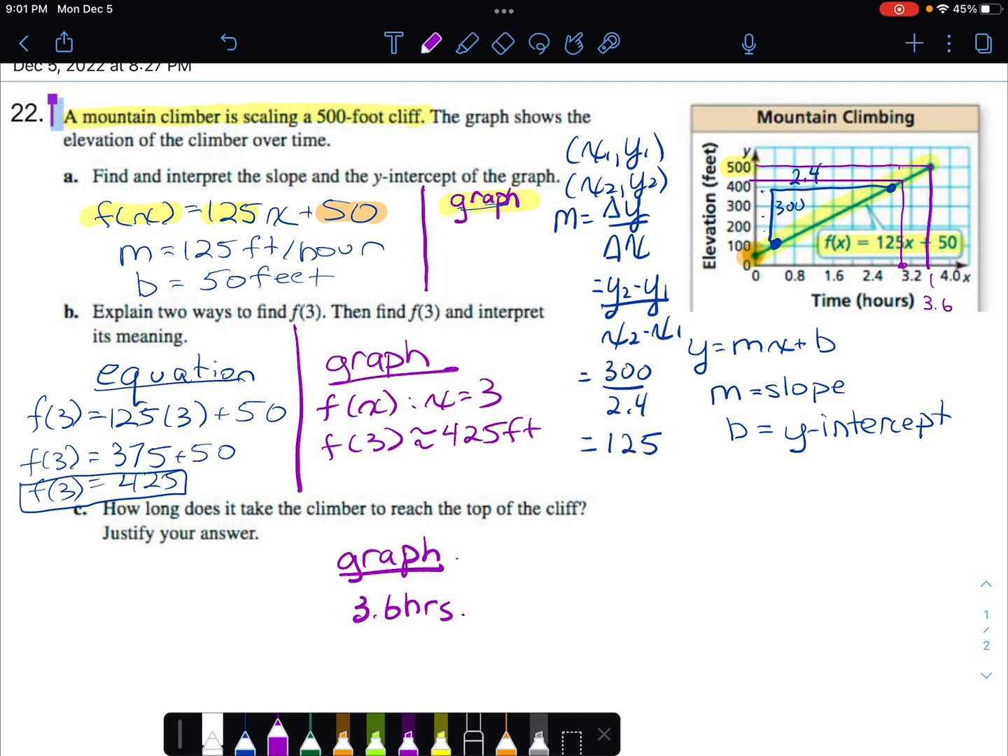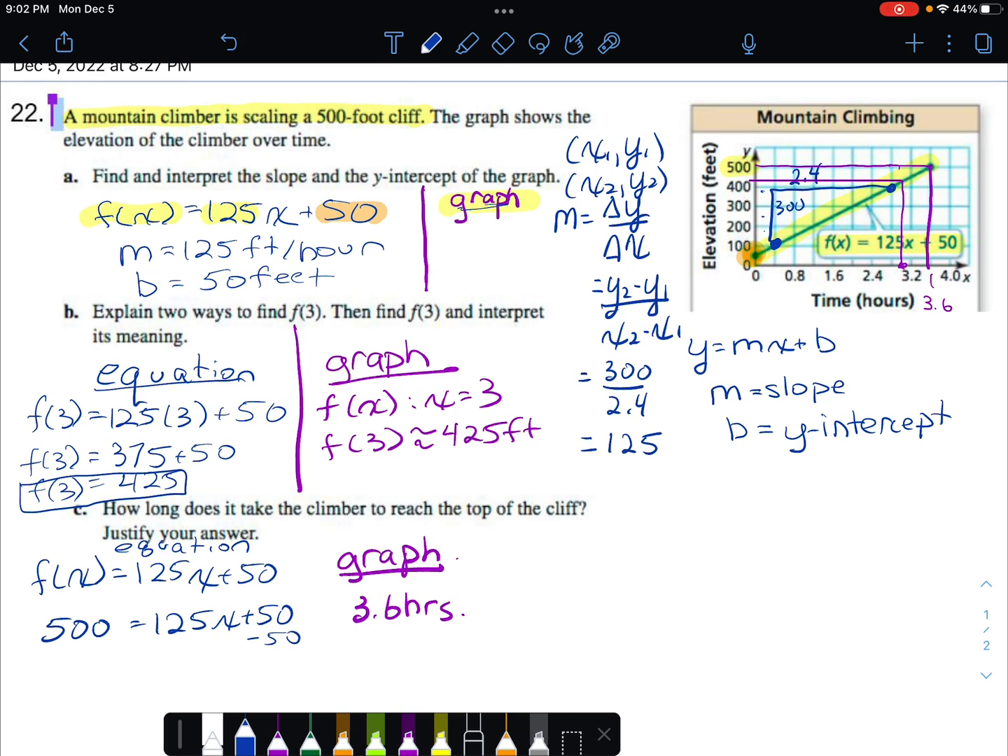Let's just write this out again. We have f of x is equal to 125x plus 50, right? And again, this is the equation approach. So if they give us the top of the cliff, which is 500, remember that's our f of x, elevation in feet. So the 500 goes over here, and that's going to be 500 is equal to 125x plus 50, and then we're going to solve for x.